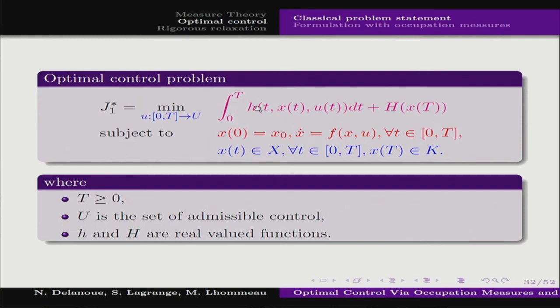In classical control theory, H is called the running cost, because it's like your cell phone: you pay €1 for 1 minute, so it's a running cost. And here you also have something that depends on the final state. That's the final cost. So you have two costs. It's almost general.